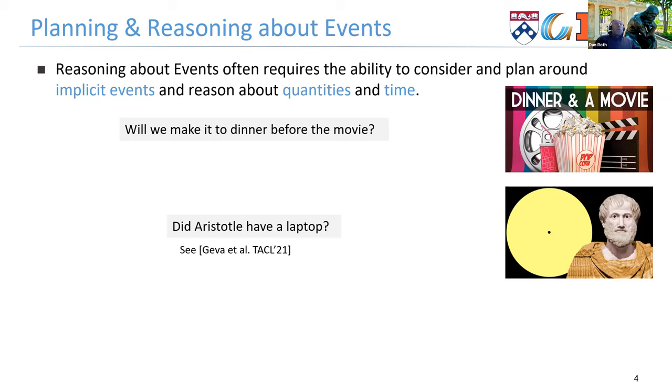By the way, if you Google this, you will see that he did have a laptop because there's a book titled Aristotle's Laptop. So Google correctly infers that he did have a laptop. So again, this is something that requires us to do reasoning, to decompose questions that are based on just implicit information.